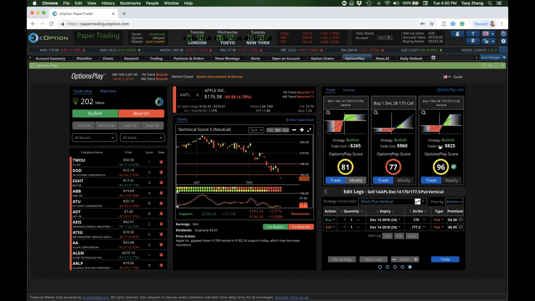Here is a call that I can buy and a debit spread that I can buy. And what I'm going to do is compare these three and show you guys the difference, and show you when you should utilize the credit spread and when you should use other strategies.